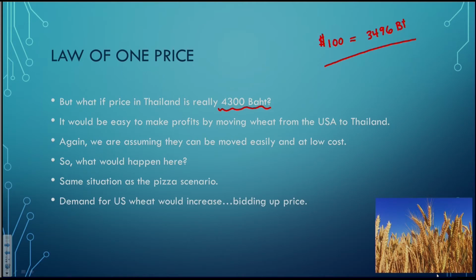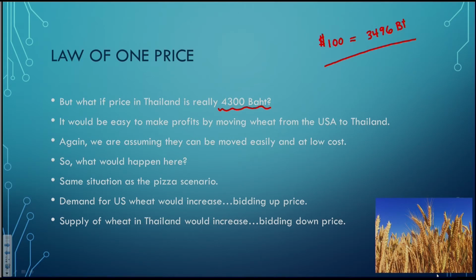Demand for U.S. wheat would increase, right? Why would the demand for U.S. wheat increase? Because everyone wants to buy it to bring it to Thailand. So the demand for U.S. wheat would increase, bidding up the price, right? Everyone wants to buy U.S. wheat. And the supply of wheat in Thailand would increase. Why? Because we've just put our American wheat on a container ship and we've shipped it to Thailand. So when the supply of wheat in Thailand goes up, well, that's going to bid price down.